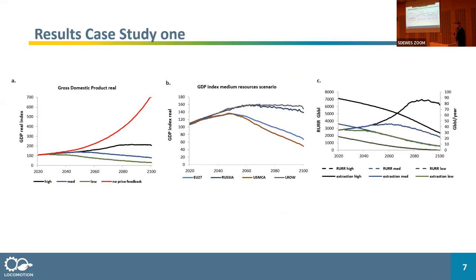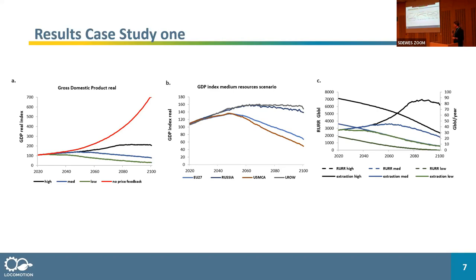Then we go to the results of the case study, and that becomes really profound. The first graph, I will start from left to right. We tried not linking the materials model to the economy model, and that is the red line, where you can see a GDP growth of 2.3% annually and no price feedback. But what is really profound is that this GDP growth with the dependency on oil is not possible, because we don't have that amount of oil.